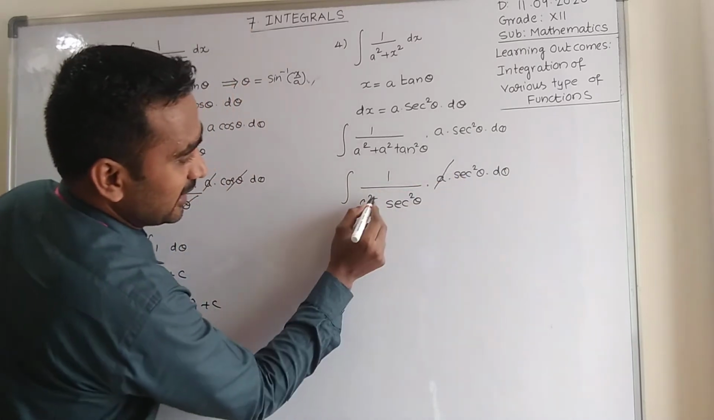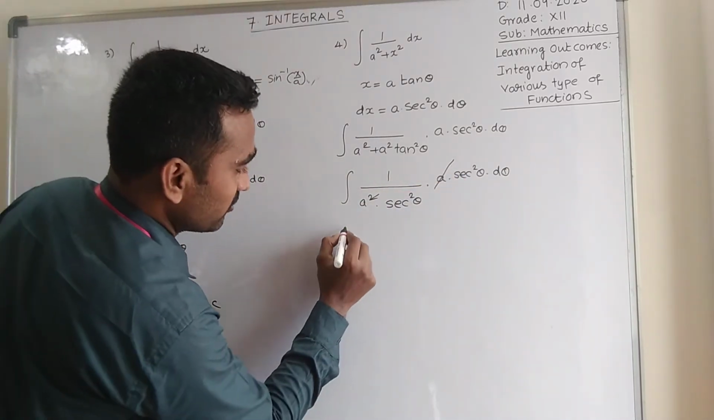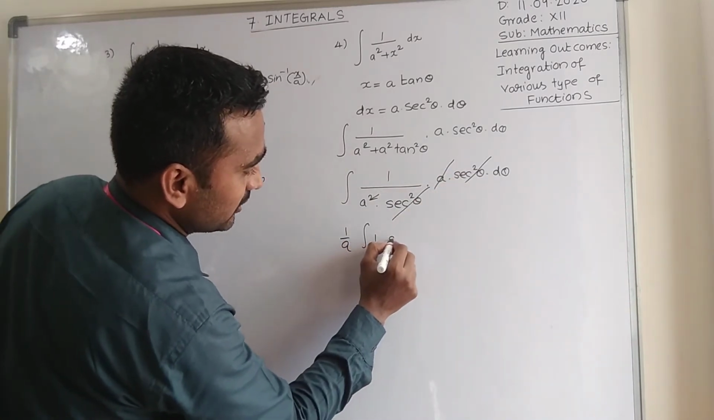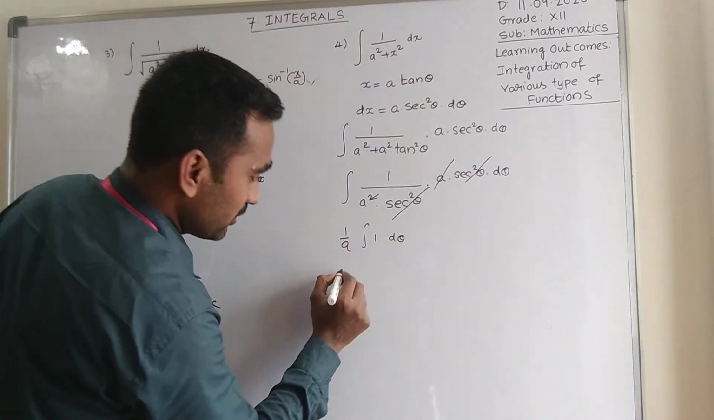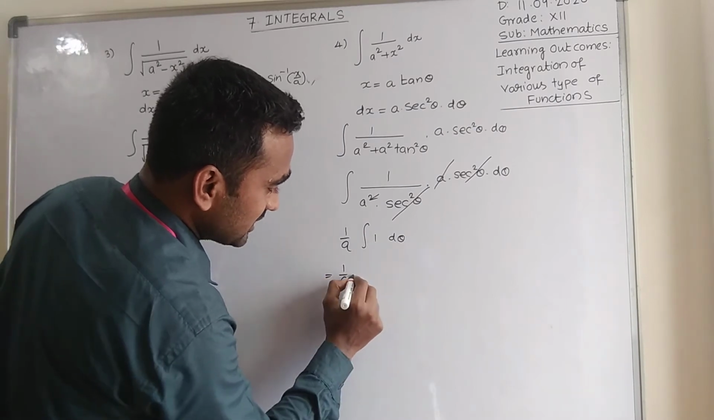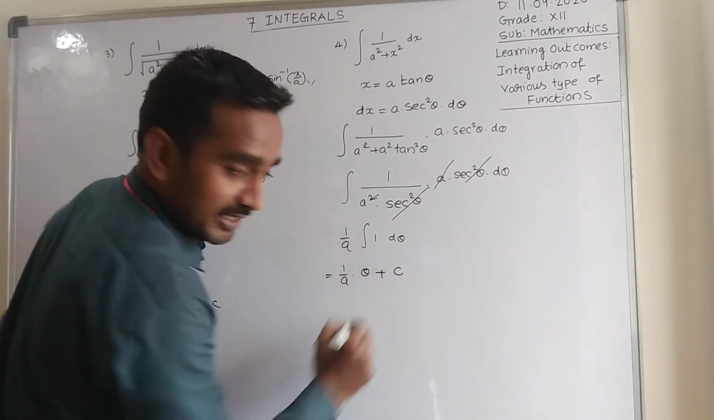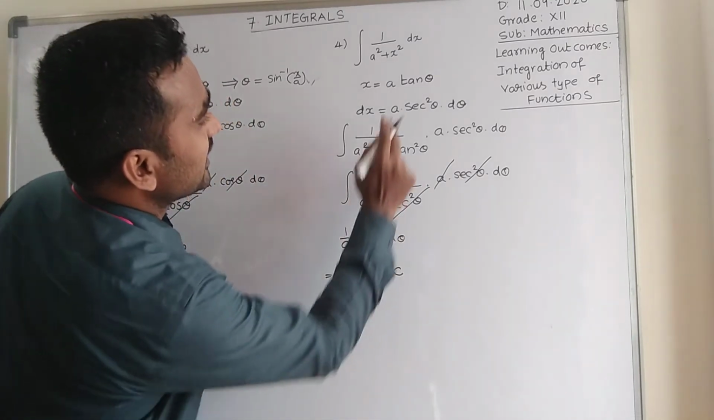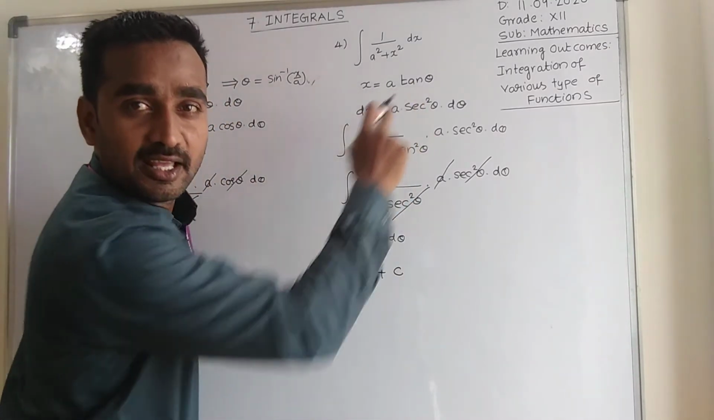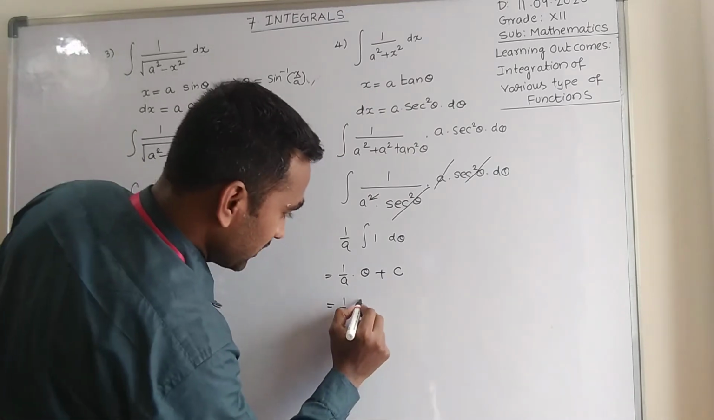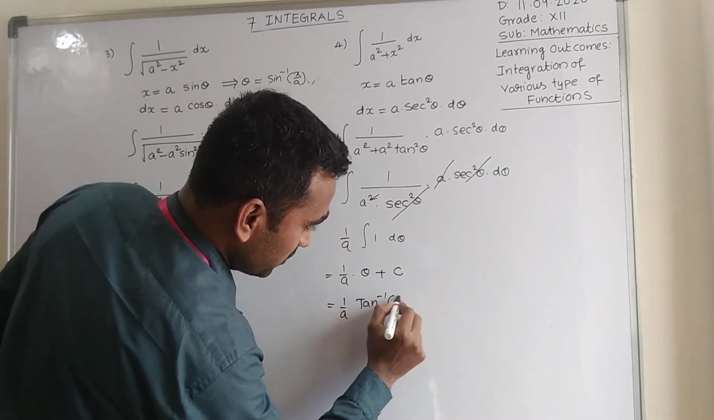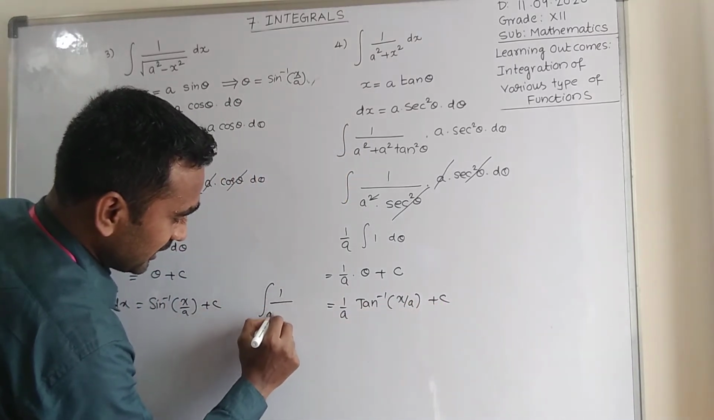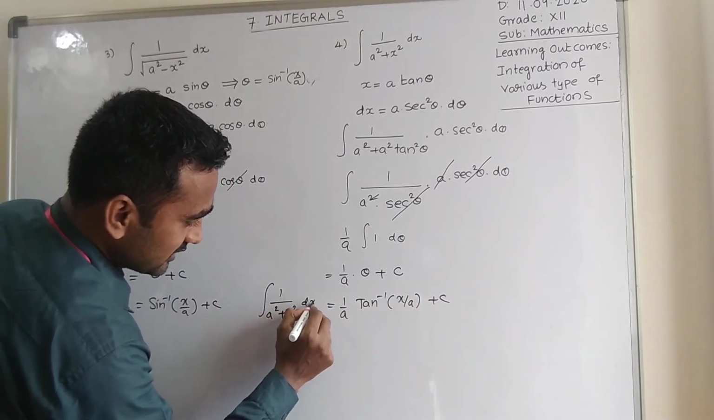So students, one a cancels, one a is left, so 1 by a. And sec square theta cancels, leaving the integral of 1 d theta. So 1 by a, and the integral of 1 is theta, so 1 by a times theta plus c. And what is theta? Since x equals a tan theta, theta is tan inverse x by a. So we get 1 by a tan inverse x by a plus c. So the integration of 1 by a square plus x square dx is this one.